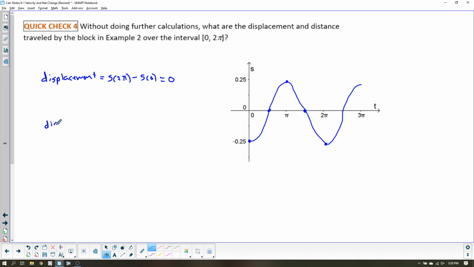Okay, so then distance is going to be just adding up these different distances. For example, here, it traveled 1/4 of a meter to get to this point. It traveled another 1/4 of a meter to get here, another 1/4 of a meter here, and another 1/4 of a meter here. So that was 1, 2, 3, 4 quarter meters. 4 times 1/4 of a meter is 1.